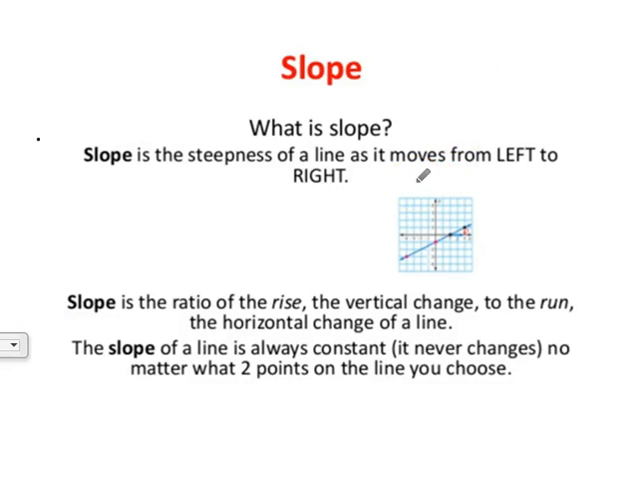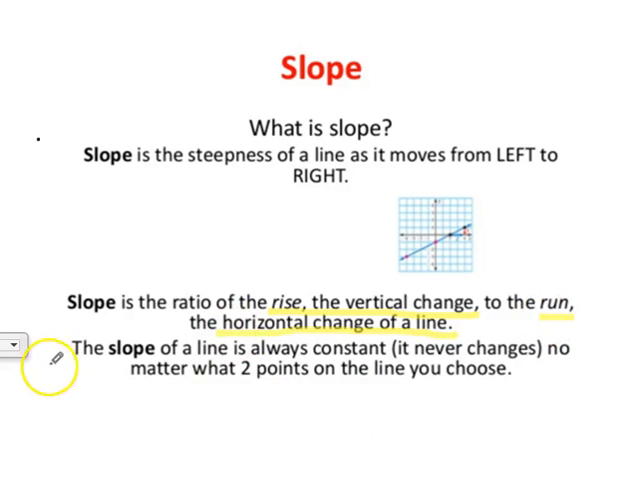We talked a lot about this already. Just another slide to reiterate what slope is. So remember, slope is the steepness of a line as we go from left to right. Slope is the ratio of rise, or the vertical change, over the run, which is the horizontal change.